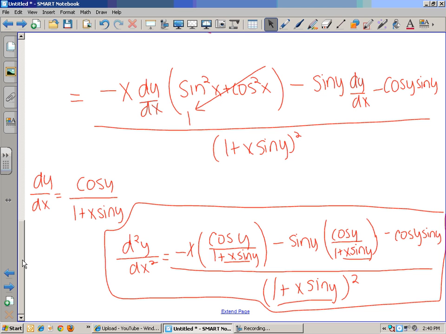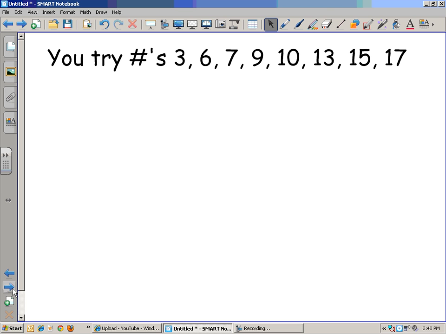But here's what I want you to do. Since the level that you're going to be expected to adhere to is out of your book, I want you to try numbers 3, 6, 7, 9, 10, and 13, 15, 17. Notice they're all odd with the exception of 2. And partly because I did 5 and 11. Okay, so I want you to try the other versions. All right, good luck.